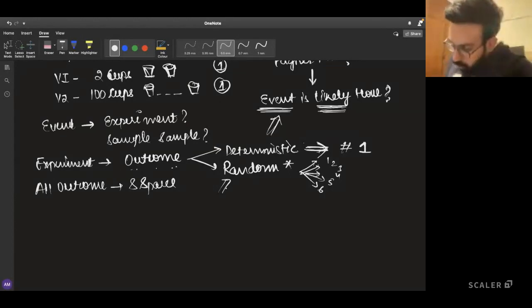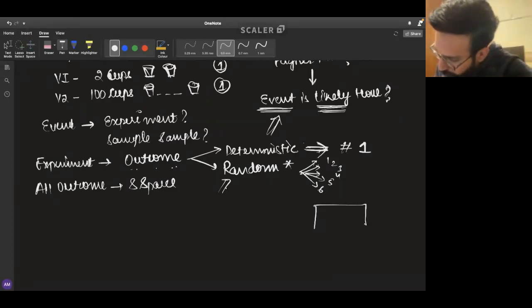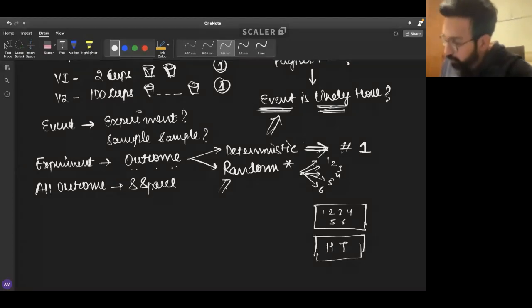All right, so all the outcomes of an experiment would make what? A sample space. So what is the sample space for throwing a die? It will be 1, 2, 3, 4, 5 and 6. What will be the sample space for tossing a coin? It will be heads and tails.